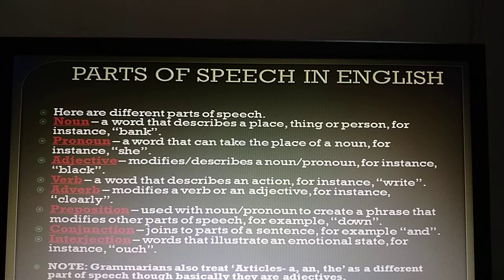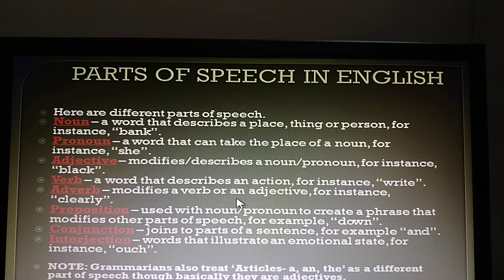Here are different parts of speech in English. Noun, a word that describes a place, things or persons, for instance, bank. That is a naming word, noun. Pronoun, a word that can take the place of a noun, for instance, we. Adjective modifies, describes a noun or pronoun, for instance, black. Verb, a word that describes an action, for instance, write.